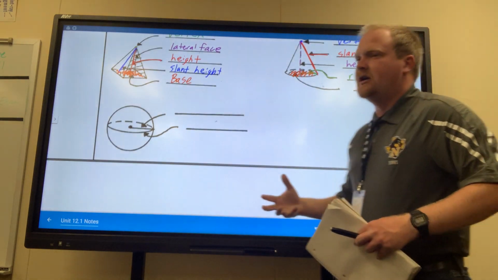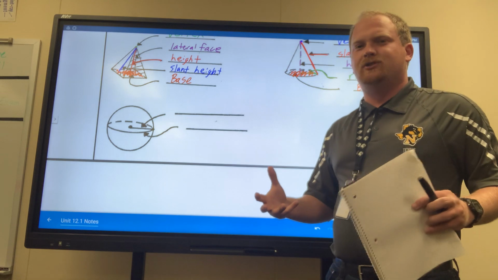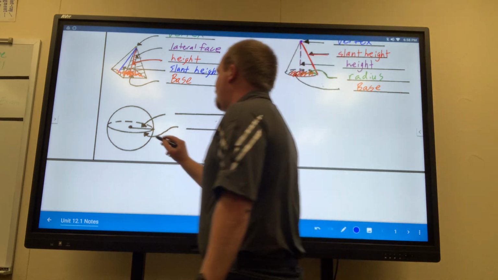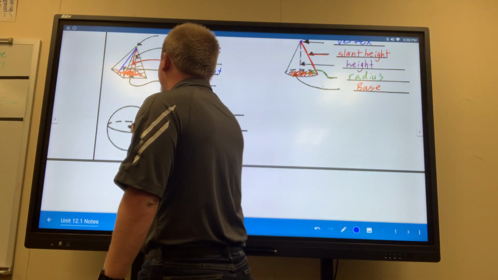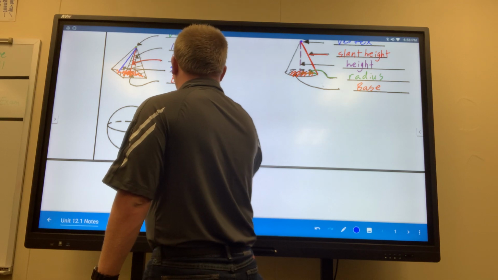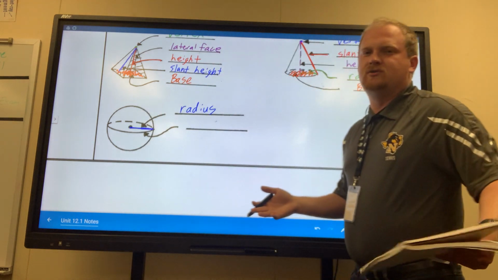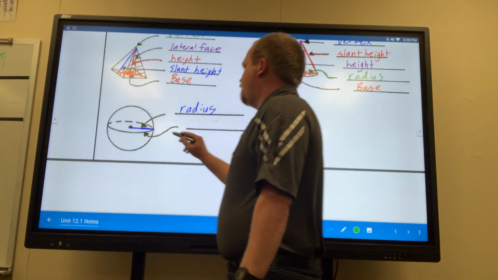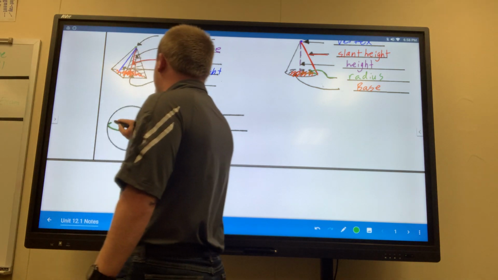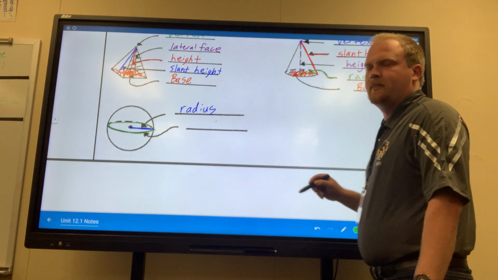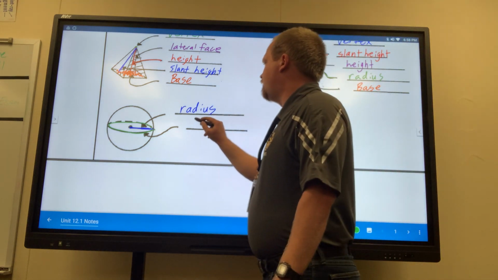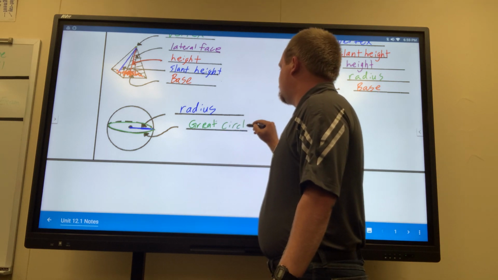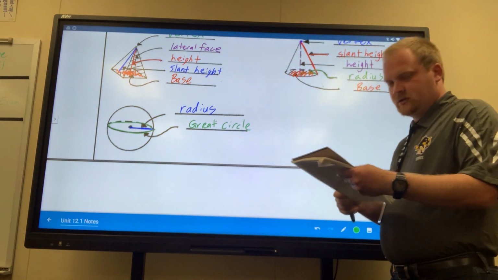Next is a sphere. And there are two things that we really have to worry about with spheres. Just two characteristics. For one, we have to worry about this little line right here, which is a radius. So we do need to know the radius of a sphere. But this line right here that the arrow is pointing at, that I'm circling in green, that green line is called a great circle.